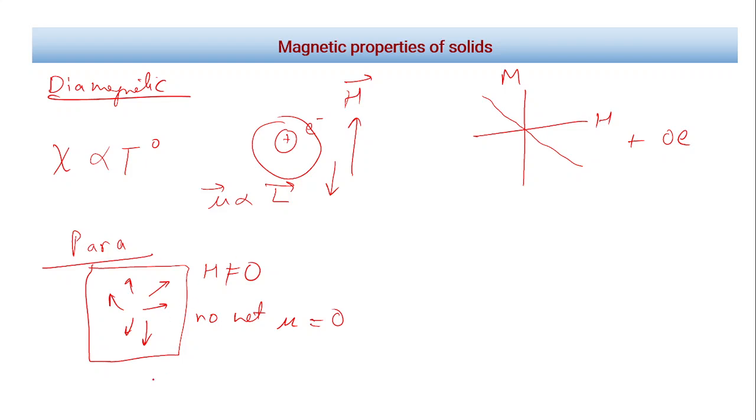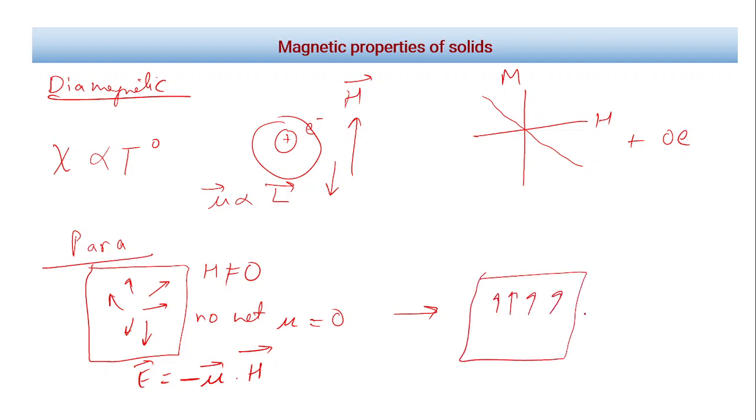But when we apply field, the field interacts with the magnetic moment and makes it align along it to get minimum energy. And when we apply field, all these moments in this material align along the direction of field, and then when we measure, the magnetic moment of that material is not 0 anymore, but it gets some non-zero value.